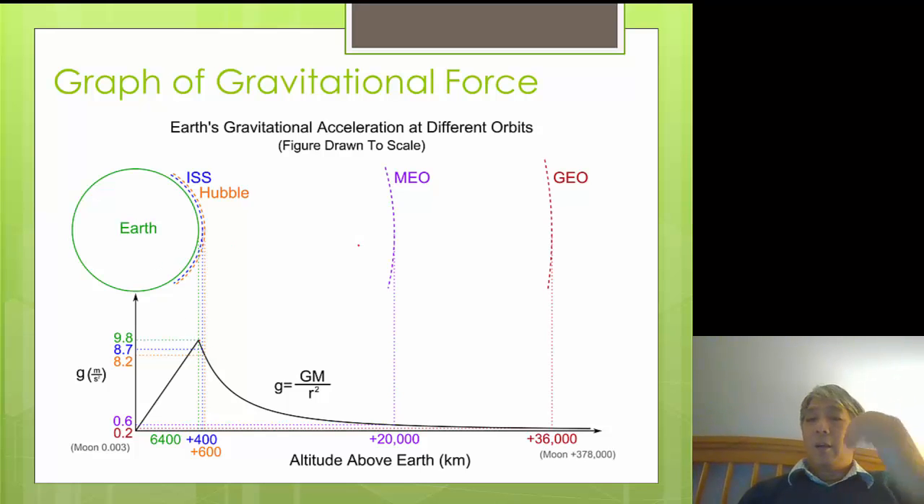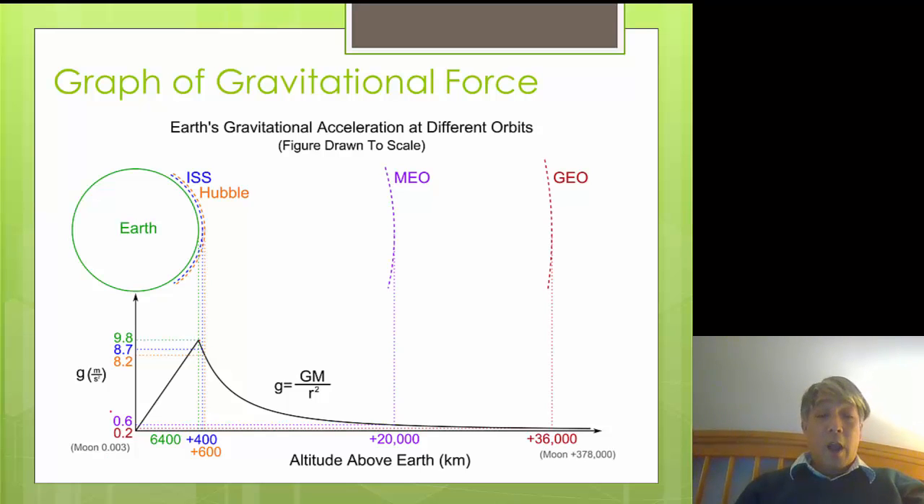And GEO here stands for geosynchronous orbit. We calculated that in one of the homework problems. That's about 36,000 kilometers away. It's not 0 at that point. It lists my gravitational field to be about 0.2. By the time I get to the moon, Earth's gravitational field is only 0.003.